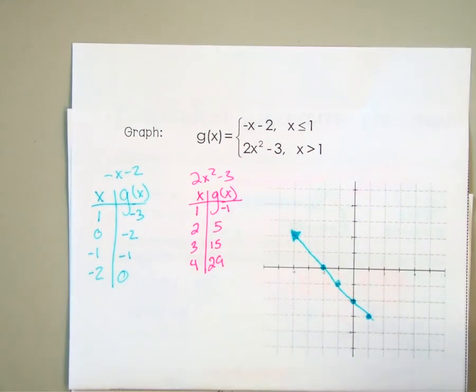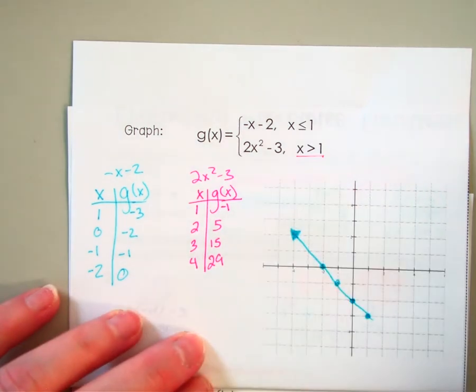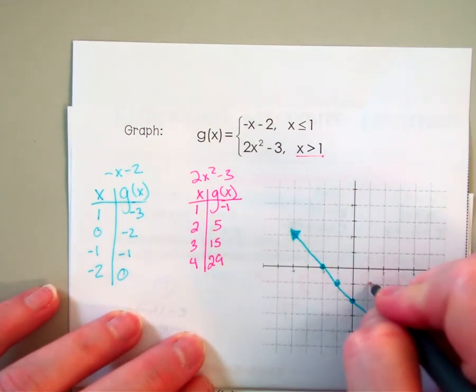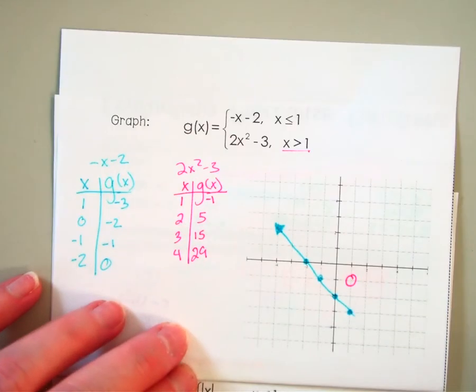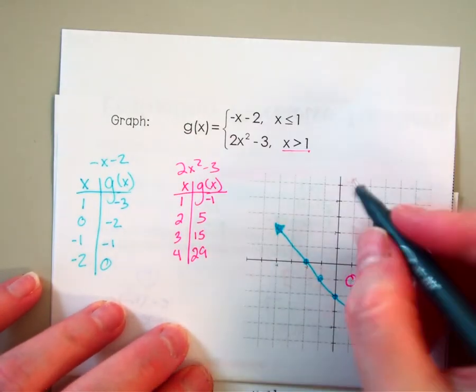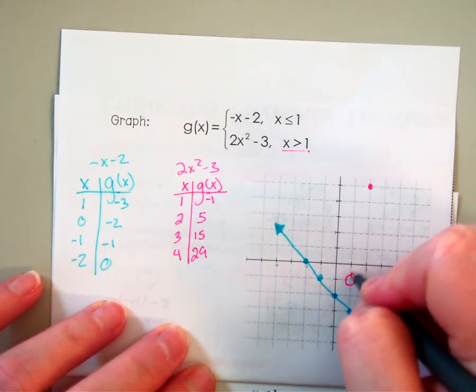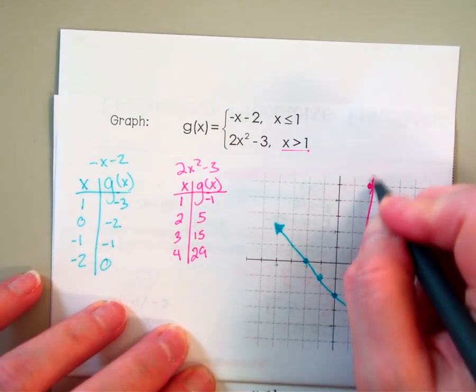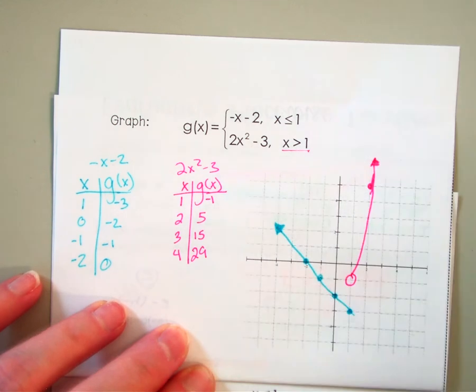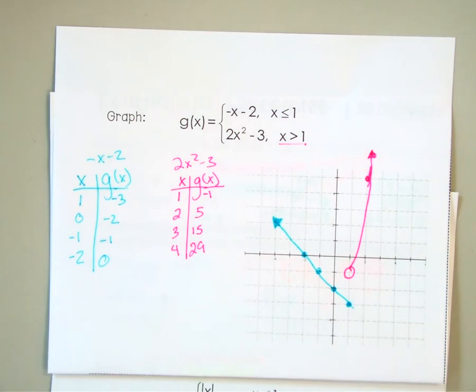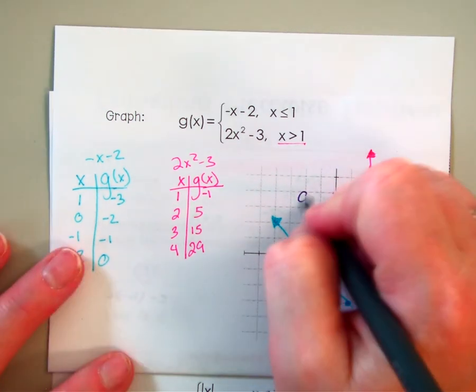All right. So again, I know from my domain it doesn't actually equal 1. But I need that open circle. That's why I still put it in my table. I still need to know that value to give me my open circle. I can't actually plot the rest of them, but that's okay. There's going to be my other piece. I did make it curved because I know it's a quadratic, and I remember my quadratics are not straight lines.